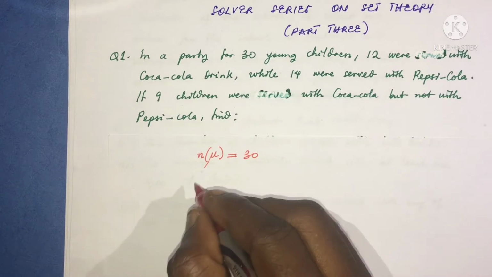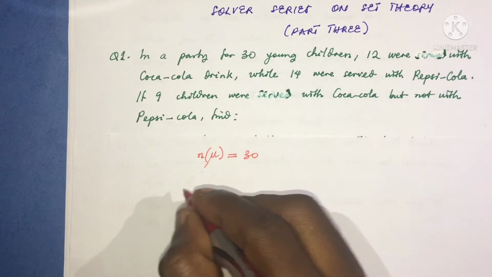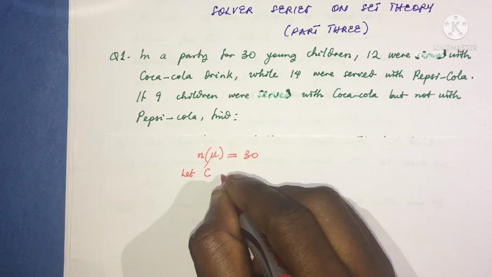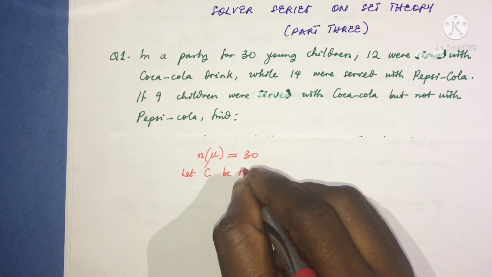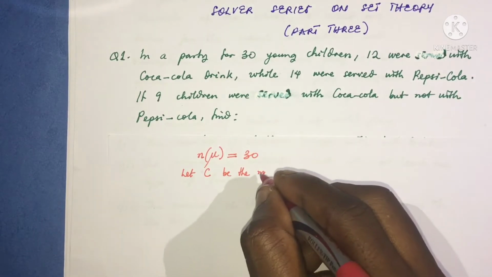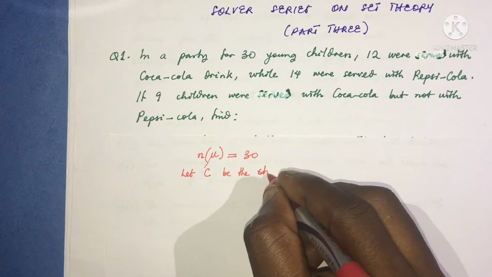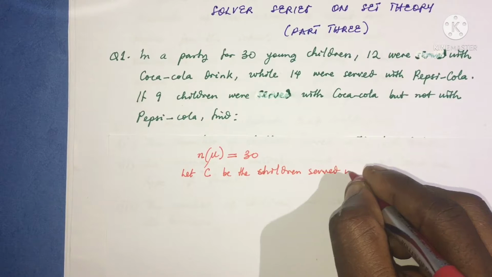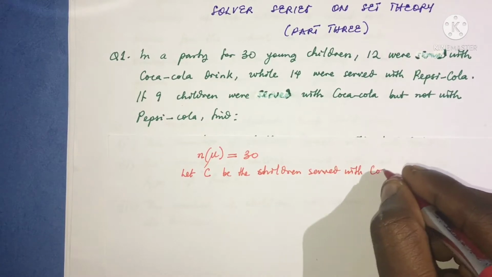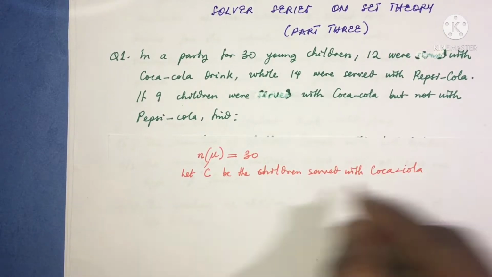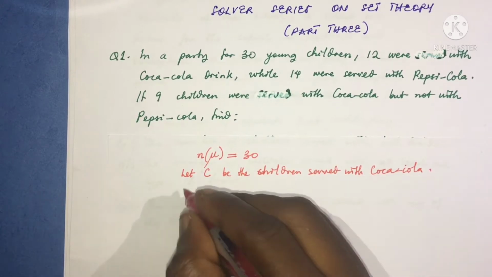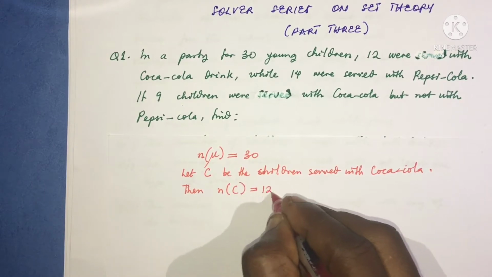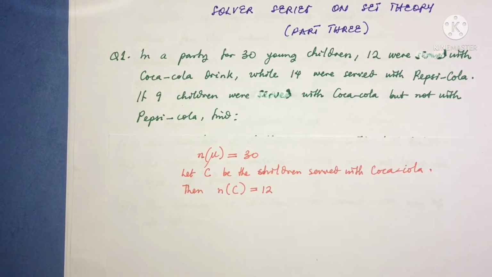Now we are told that 12 were served with Coca-Cola. So we will simply say, let C be the children served with Coca-Cola. Then nC will be equal to 12, because we are told that 12 children were served with Coca-Cola.